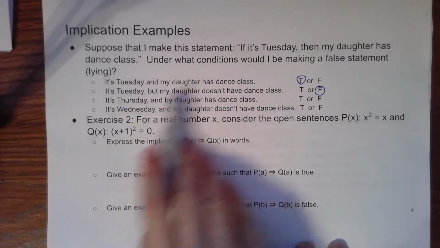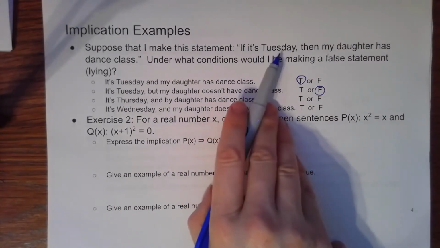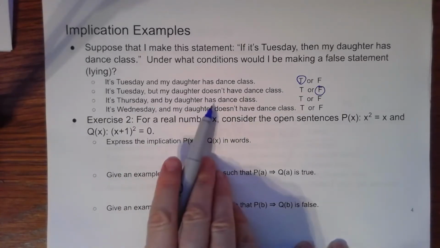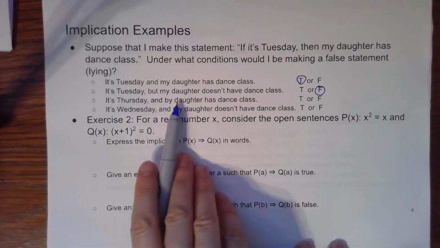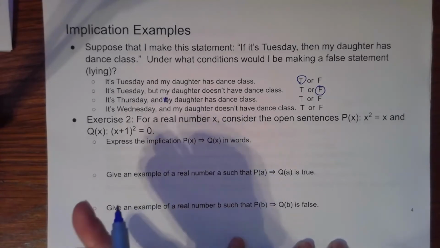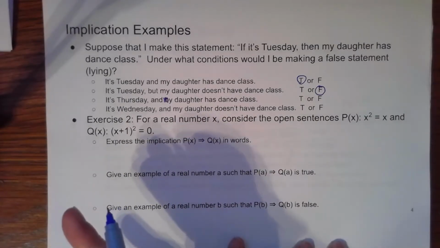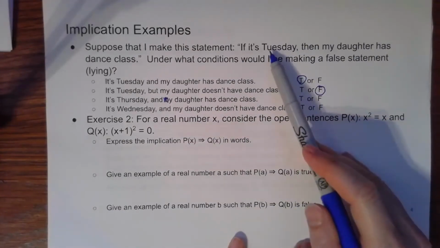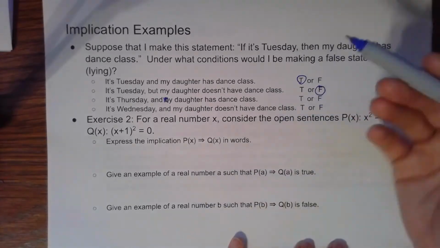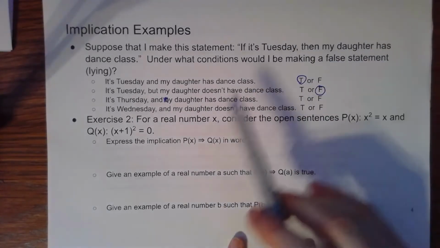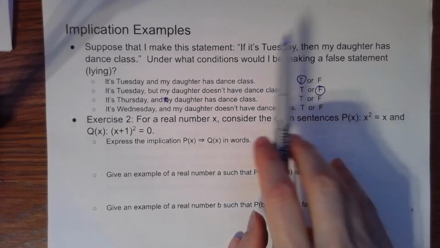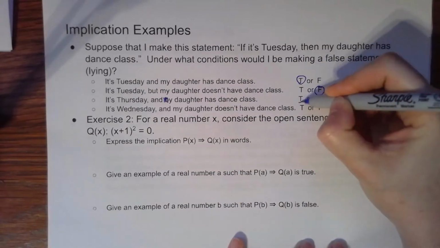Now let's say it's Thursday. It's not Tuesday. So notice here my hypothesis about it being Tuesday is false. Okay, I've got a false hypothesis. And my daughter has dance class. So it's Thursday and my daughter has dance class. So, was I lying? Well, no. This isn't a false statement. I said if it was Tuesday, my daughter had dance class. I didn't really make any claim about what happened when it wasn't Tuesday. When it was Thursday or Wednesday or Friday, I didn't make any claim about this. So, it's Thursday and my daughter has dance class. I was still telling the truth about Tuesday, right? And so, this is still a true statement.